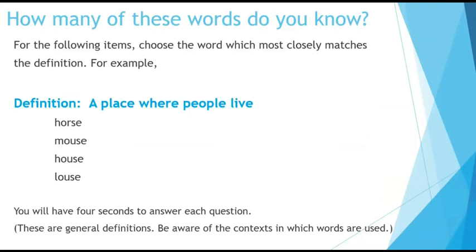How many of these words do you know? For the following items, choose the word which most closely matches the definition. For example, definition, a place where people live. The correct answer is house.